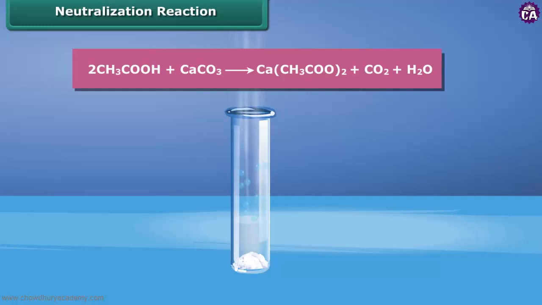As the chalk reacts, bubbles of carbon dioxide come out. A white solid is formed on the plate, which is calcium acetate. Chalk is calcium carbonate. Vinegar is acetic acid in water. When they react, carbon dioxide, water and calcium acetate are formed. Thus, we can say that an acid reacts with a base to form salt.